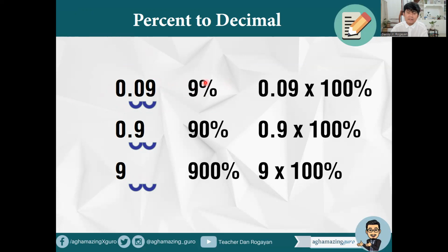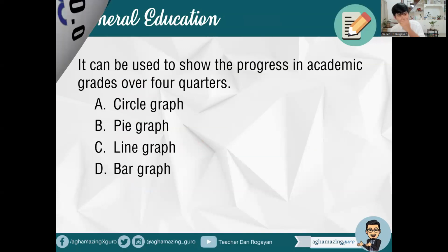If you see 0.09, right away it is a one-digit percent. 0.08 is 8%, 0.5 is 50%, 0.9 is 90%, 0.08 is 8%. 9 is 900%, 7 is 700%, 6 is 600%. I hope that's clear. Okay, we can proceed now to the next question.